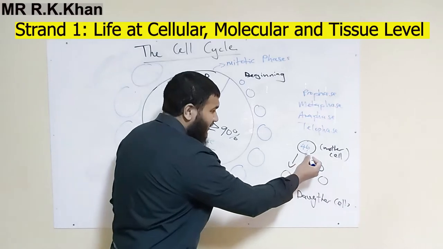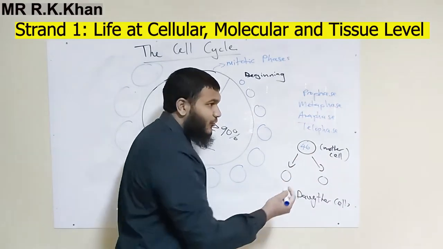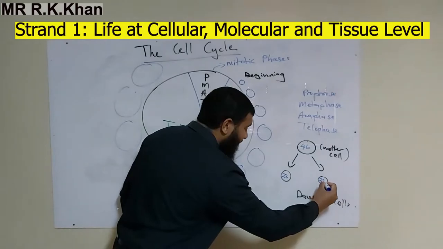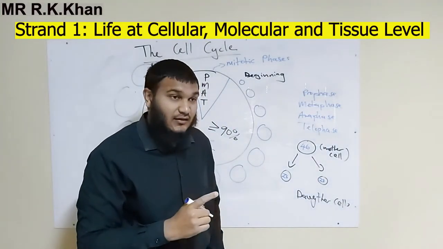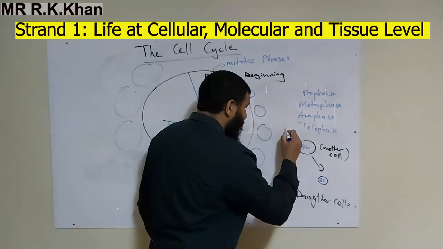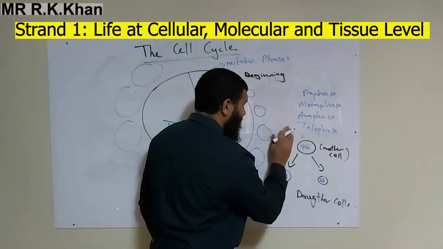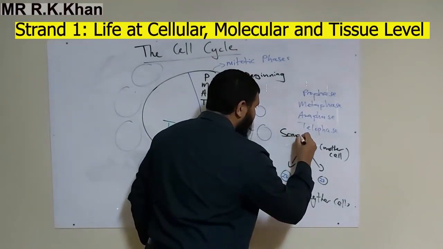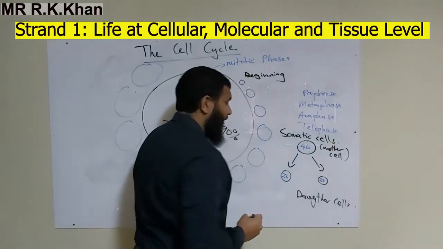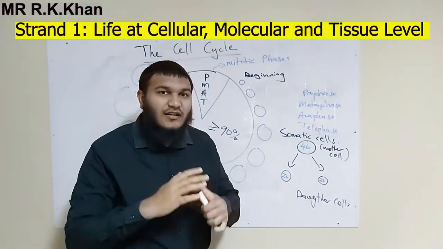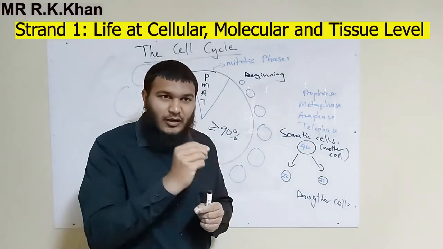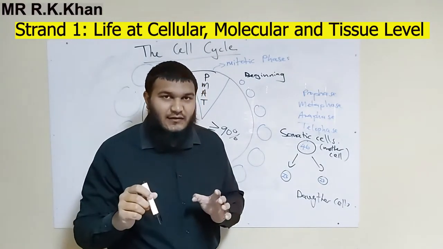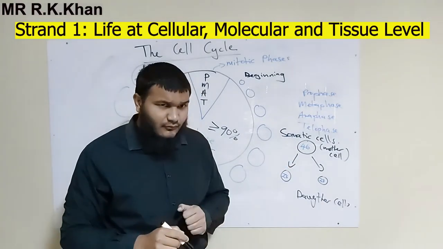But now, if these chromosomes are split into two new cells equally, what are we going to get? We're going to get 23 here and 23 here. Okay, remember these are body cells, somatic cells. Somatic cells means body cells. All the cells in your body except your sex cells, your sperm cell and your egg cell in the female. So somatic cells are body cells, everything except the sex cells.